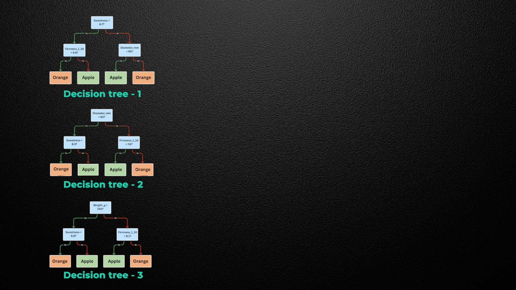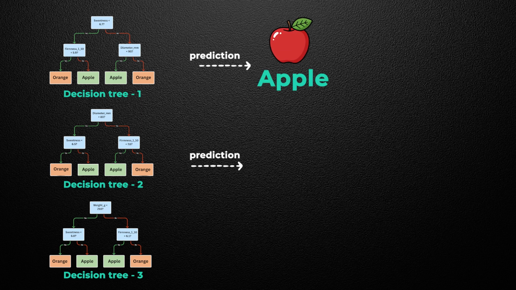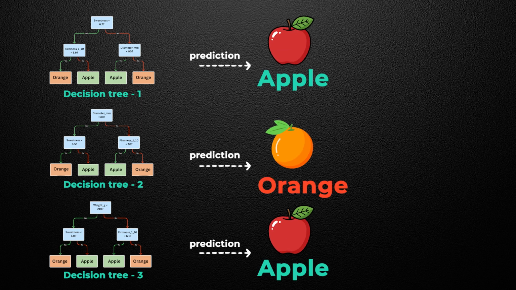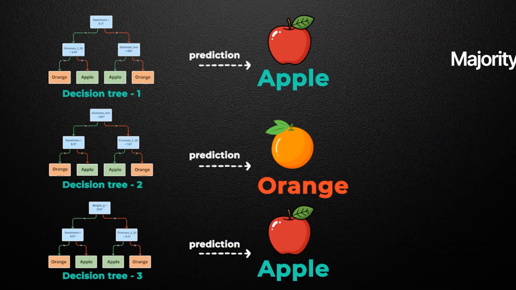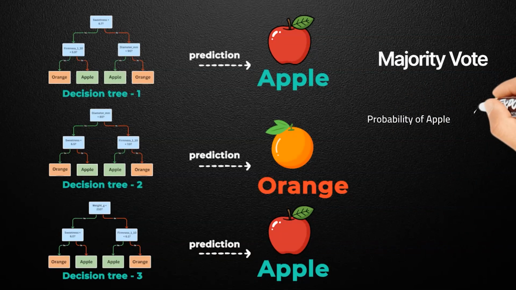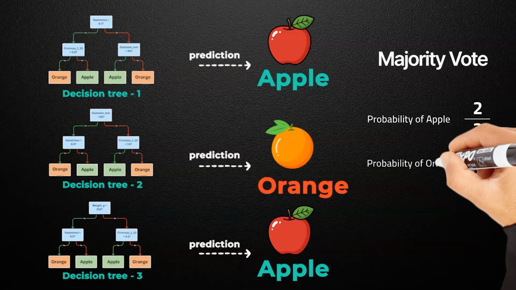When you use random forest to do classification, like in this case where you're trying to predict if a given fruit is an apple or an orange, each tree in the forest predicts it to be either an apple or an orange. The forest prediction is the majority vote, and the vote fraction can be treated like a rough probability.